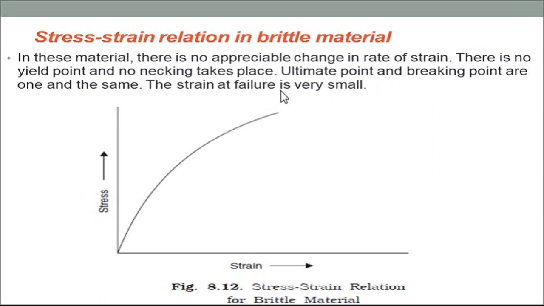So the ultimate point and breaking point are one and the same. Here there is only one point, that is the ultimate stress and breaking point, or the ultimate point and breaking point are the same. That is not there in the mild steel, where the ultimate point is the maximum stress and the breaking point is somewhat lower than the maximum, and the strain at failure is very small. So it is only for the brittle material. For example, cast iron is such a material. If you conduct the test, you will get the ultimate point and breaking point the same after performing the tension test on that brittle material.